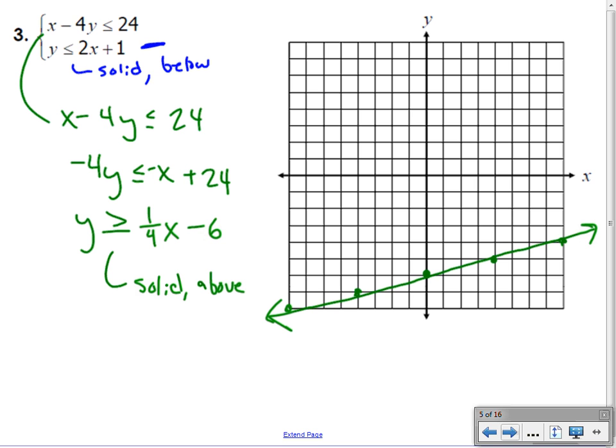And our blue one, we have, let's see, a y-intercept at +1 and a slope of 2. So up 2, right 1. And we can backtrack, go down 2, left 1. Again, solid line.